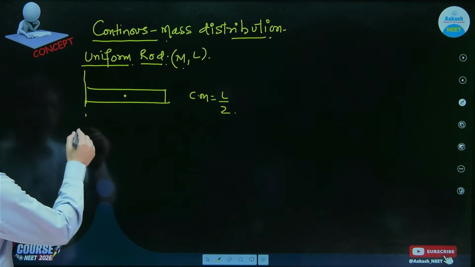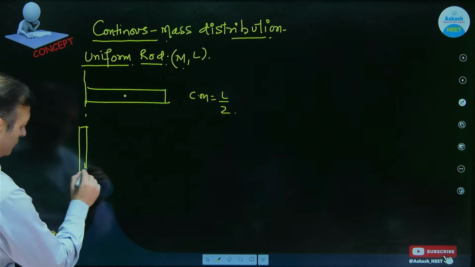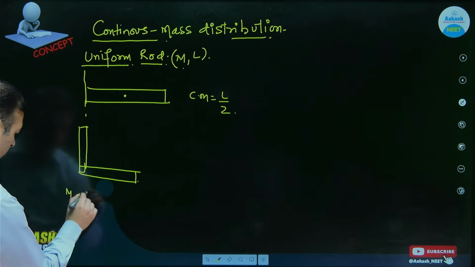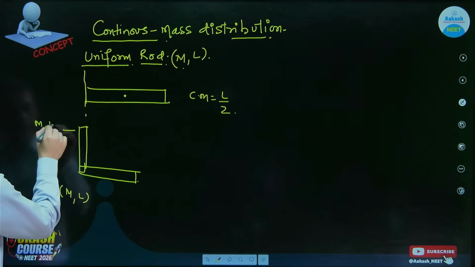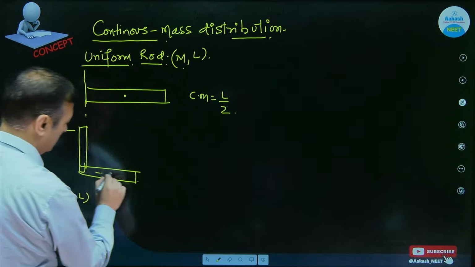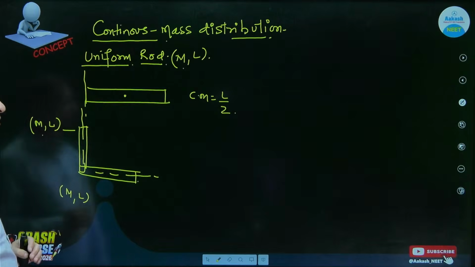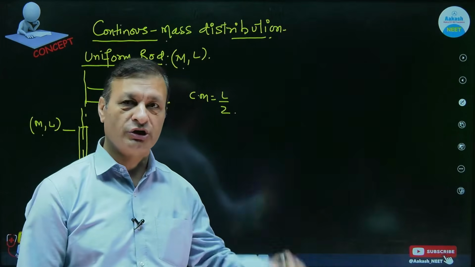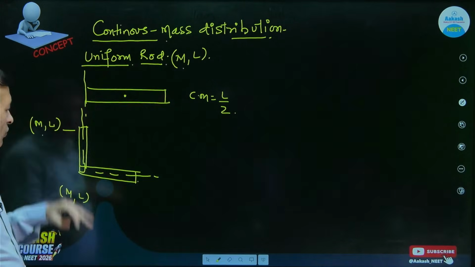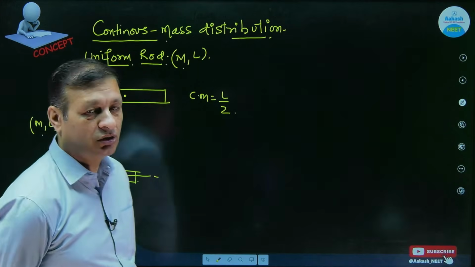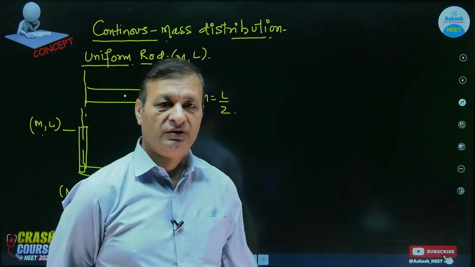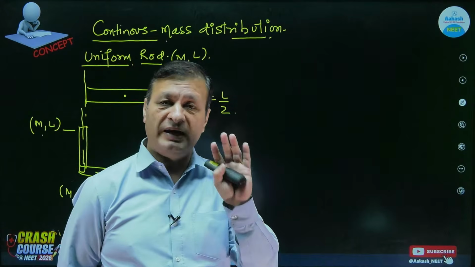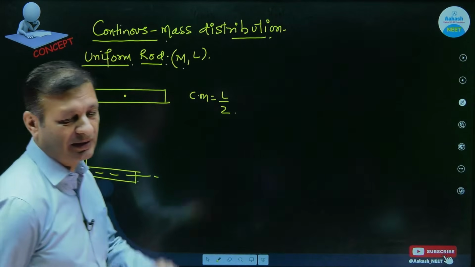Now let's suppose you have 2 rods. So this is rod M, L, and this rod is also mass M, length L. So these are 2 perpendicular rods now. Now you have to find out the center of mass for these 2 rods. So for these 2 rods, what is the position or what are the coordinates for this system? It consists of 2 perpendicular rods. These 2 rods are uniform and equivalent rods, so each of mass M, length L.